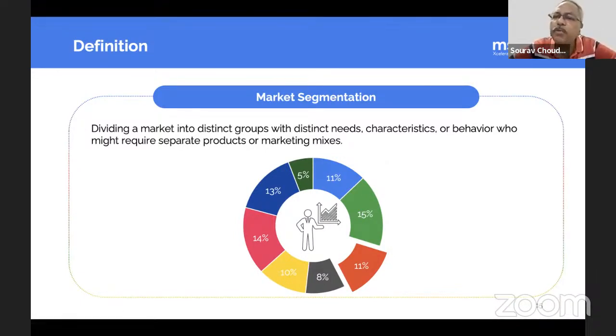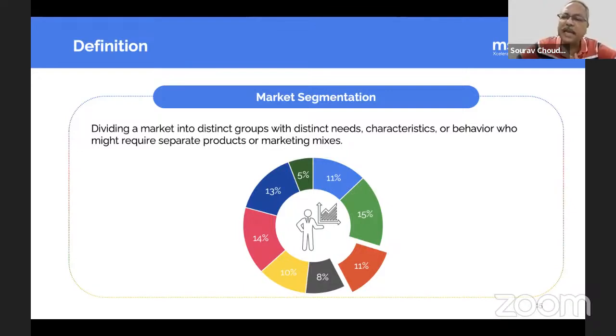This segmentation can be done through what? Four kinds of groupings: demographic, geographic, psychographic, and what did we say? Behavior. Demographic means anything to do with the population: age, gender, marital status, socio-economic class, household size, anything you think of about the population, that's demographic. Geographic is basically region, city, town, village, country, continent, anything: north, south, east, west.